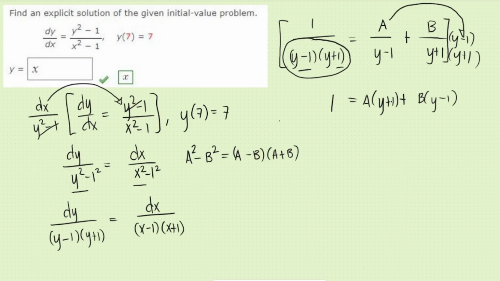So we just set values of y to make it easy. So if y is equal to 1, obviously this expression here would be 0 because 1 minus 1 is equal to 0, right? So that's the reason why we set y is equal to 1.